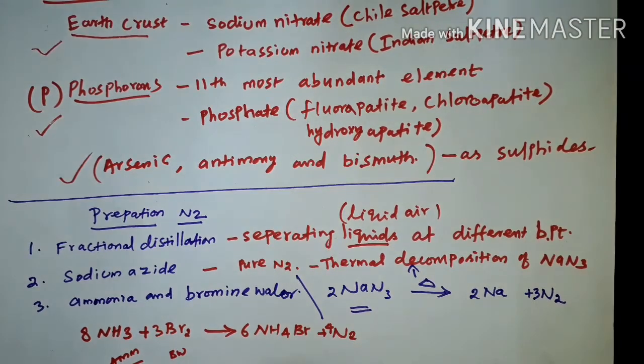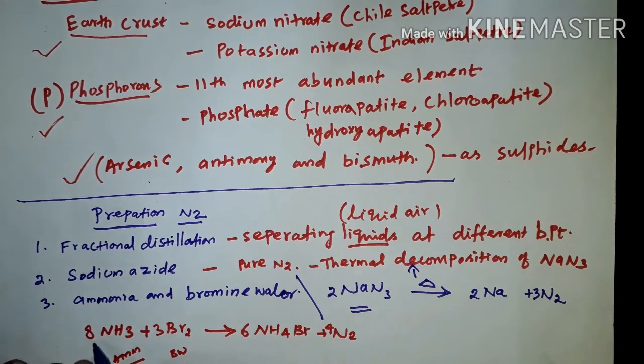Dear students, see the equation. So I am putting here 8 and here 3. So here this 4 will not come. So 6 plus 2, 8 nitrogen, and 8 into 3, 24 hydrogen. Here also 6 into 4, 24 hydrogen. 3 into 2, 6 bromine. So now the equation is balanced. 8 NH3, 3 Br2, 6 NH4Br plus N2 only.